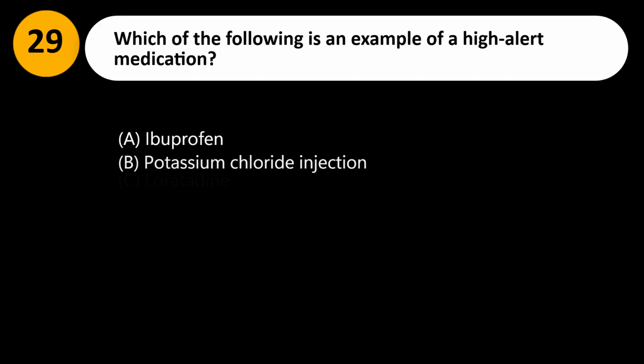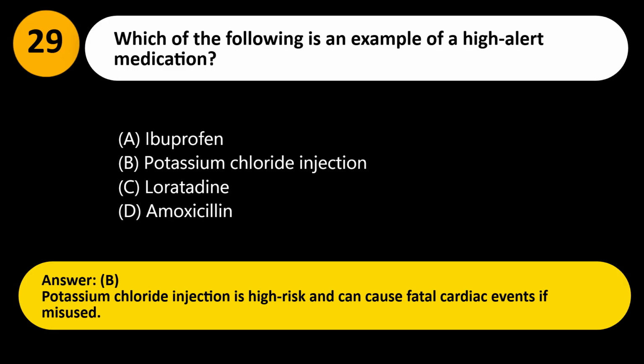Which of the following is an example of a high-alert medication? A. Ibuprofen. B. Potassium chloride injection. C. Loratadine. D. Amoxicillin. Answer, B. Potassium chloride injection is high risk and can cause fatal cardiac events if misused.